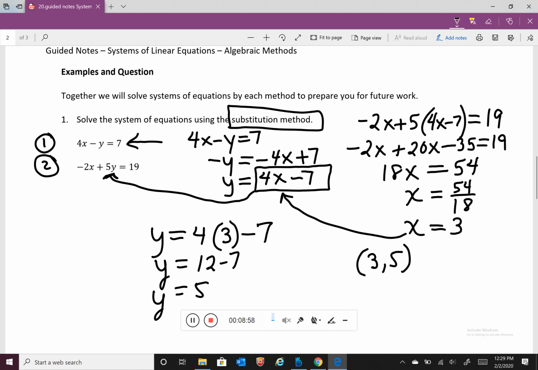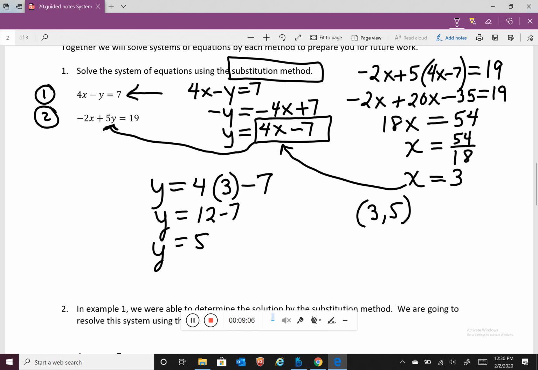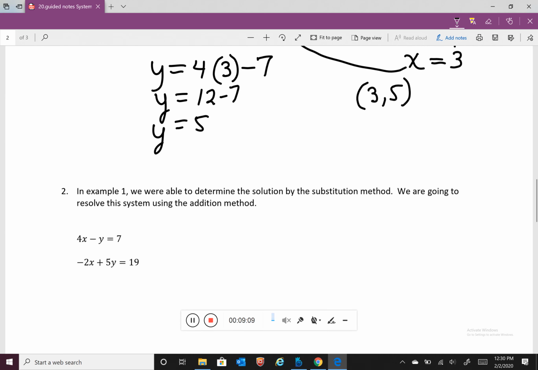We're going to resolve this now using the addition method. So for example 1, notice this is the same equation 1, the same equation 2 that we were able to solve using the substitution method. So we're going to actually resolve this using the addition method. Notice both of these equations are written in standard form. We have the x terms first, the y terms, and then the constants.